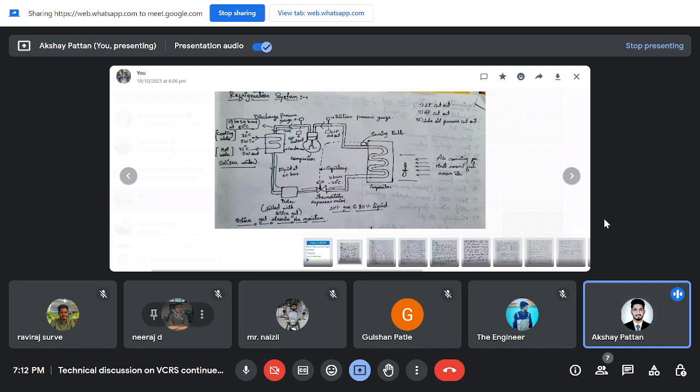So what is the work of the high pressure cutout, guys? As the word says, whenever there is a pressure higher than the set pressure or the designed pressure, the high pressure cutout takes place. It cuts off the compressor and stops the compressor. It is also a safety device for the compressor.